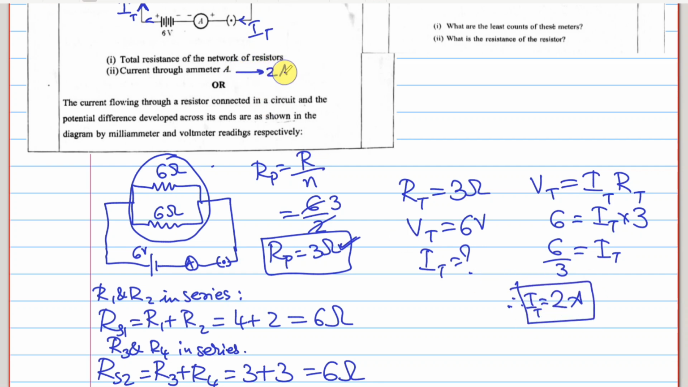So this answer is 2 amperes. This answer is 3 ohms. The total resistance is 3 ohms.